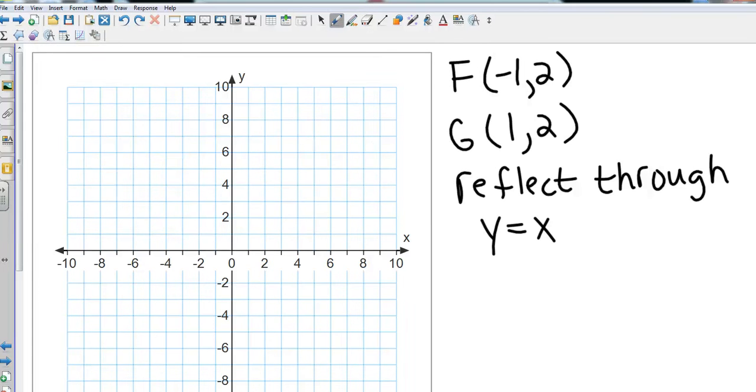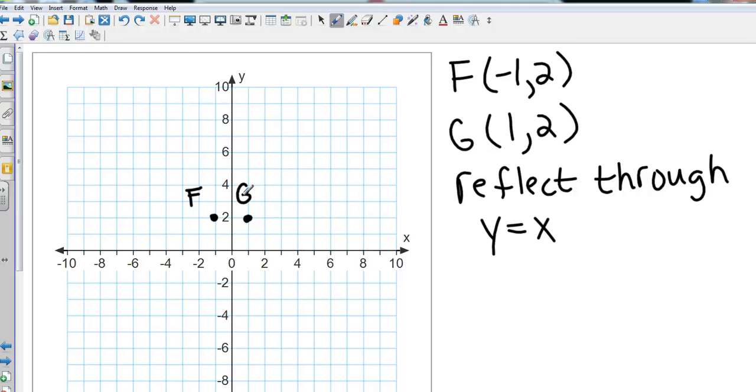Okay, so we're going to take it another step and finish this one off. We're going to actually plot the line segment FG. So F is -1, 2. And there's F right there. And then G is 1, 2, right there. And what we're going to do is reflect this through the line y equals x.